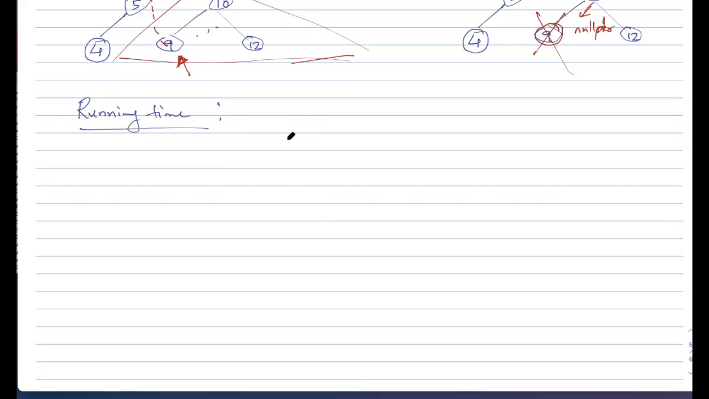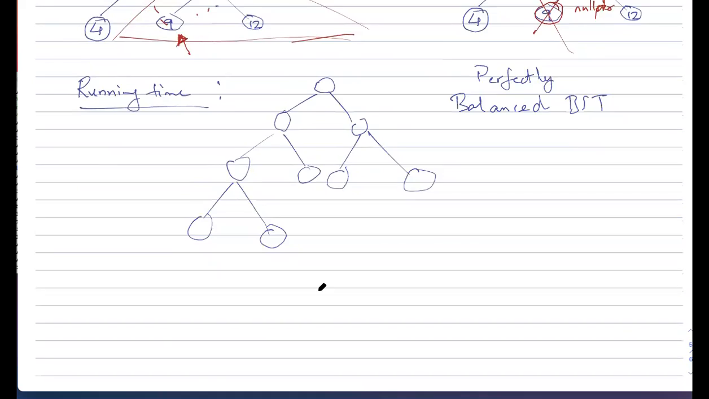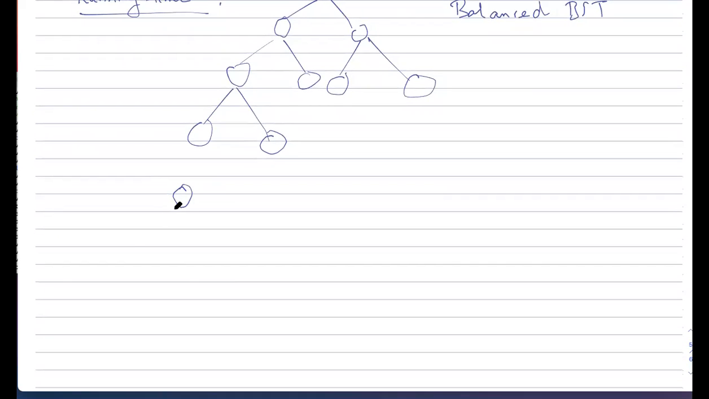So what I mean by that is that suppose I have what is called a perfectly balanced binary search tree, which looks like this. This looks very nice and balanced, right? So if you have a balanced binary search tree, mathematically the number of nodes follows something like this.